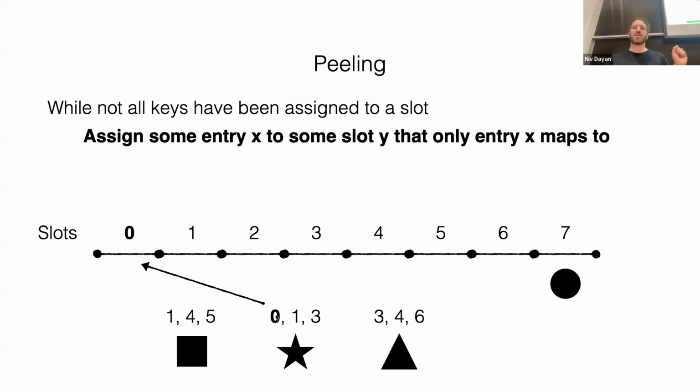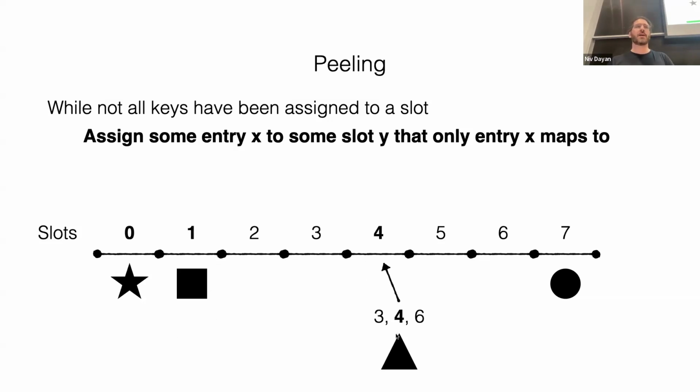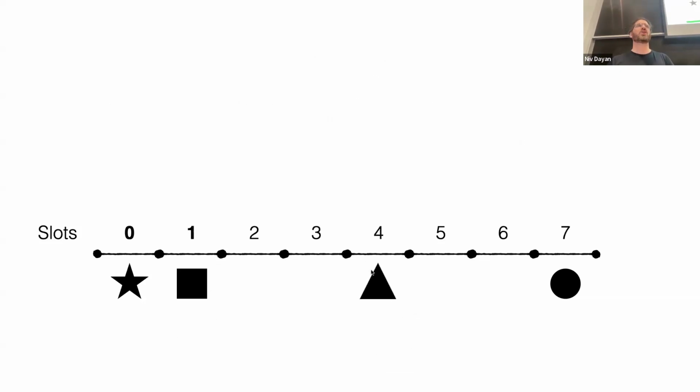And I'm going to continue doing this. As I assign entries into slots, I have more flexibility with respect to the other entries. Conflicts get eliminated. Now I see that the only entry mapping to 0 is this entry over here, so I assign this one uniquely to 0. Of the entries that are left, only this entry maps to 1, so I assign the square to 1. Then I only have one entry left, and I can just assign that to whichever. Now each slot owns one entry.